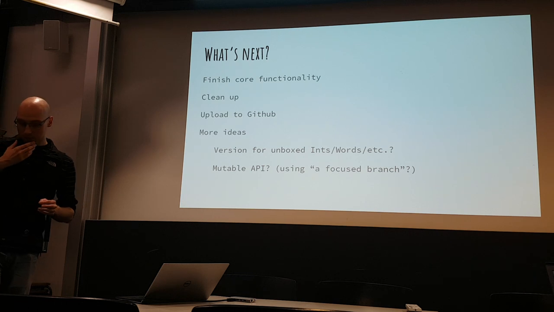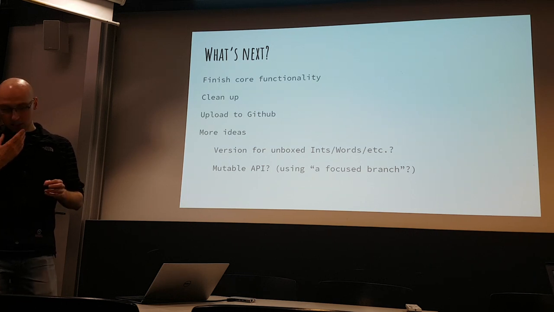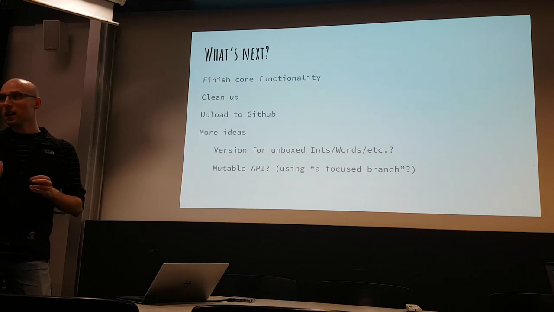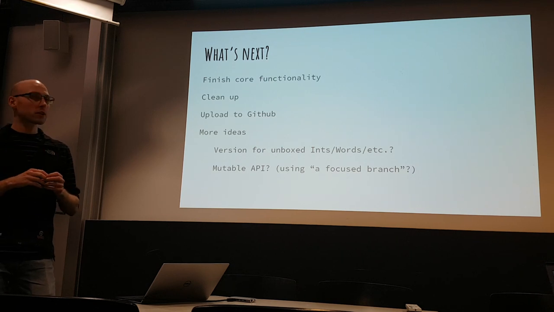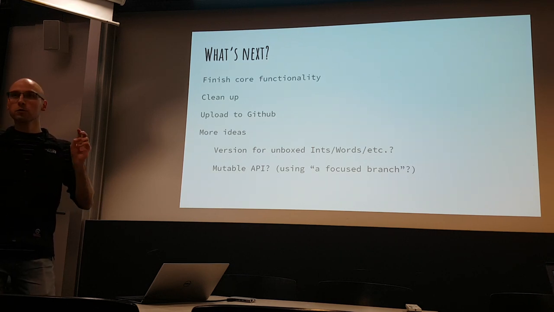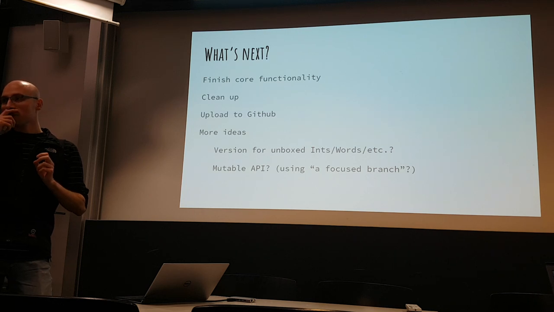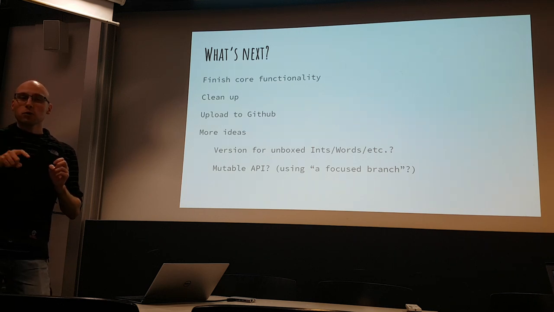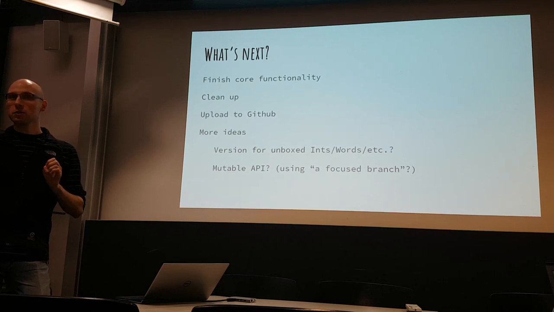So one of the problems that I've seen with things like tree structures in Haskell, you could imagine that I could create a mutable tree, but the problem is that if you want to go between mutable and immutable versions, you would essentially need to do a copy of the whole tree.